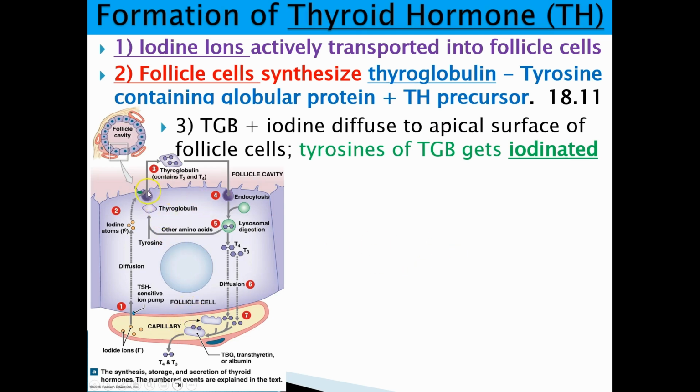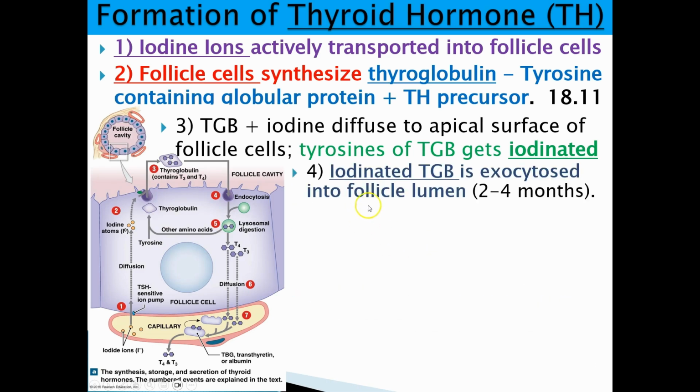Now, once that process happens, we now just ship the iodinated TGB. It gets exocytosed, that means it gets removed, but it's going into the follicle lumen space or into the colloid. So if you want to put it's within the colloid, that works as well. In fact, you'll see on my bullet point it says within the colloid this occurs. So notice, form your starting materials, combine your starting materials, now ship them into a new location.